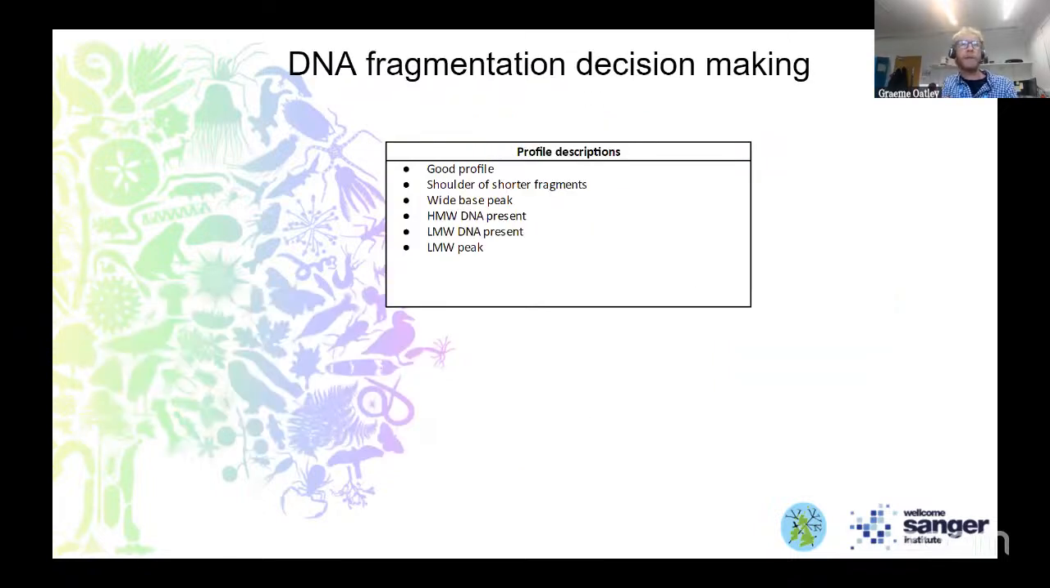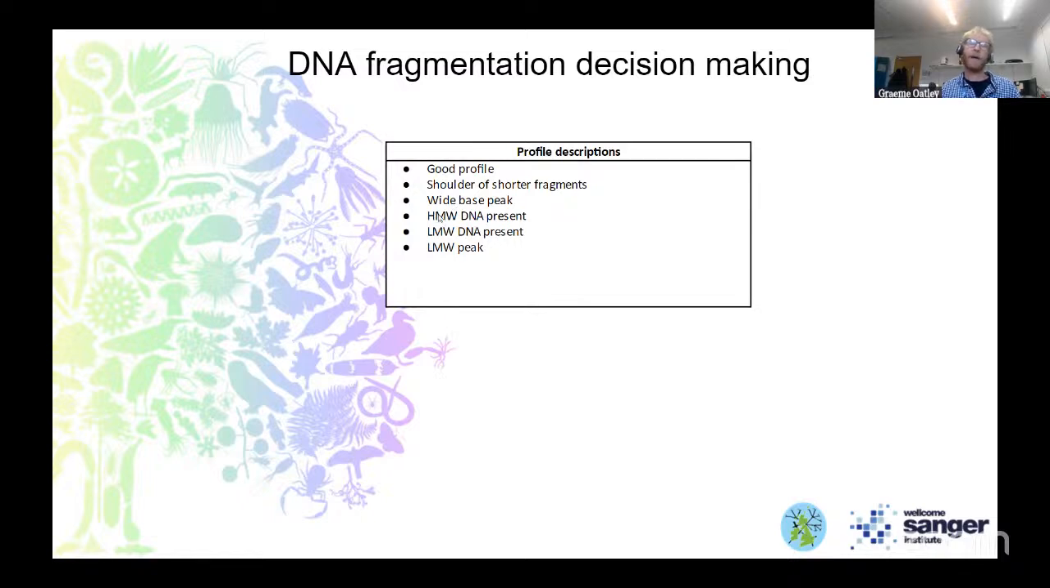And then moving on to the DNA fragmentation decision making. This is the list of profile descriptors that we have. A good profile, which I'll show you shortly. And then we have descriptions, which we mainly use to get an idea of whether something will need any spry before submitting for fragmentation. So we have a good profile here. We have a shoulder of shorter fragments, which is some lower molecular weight DNA just to the left of the main mode of our fragment distribution, and a wide base peak.